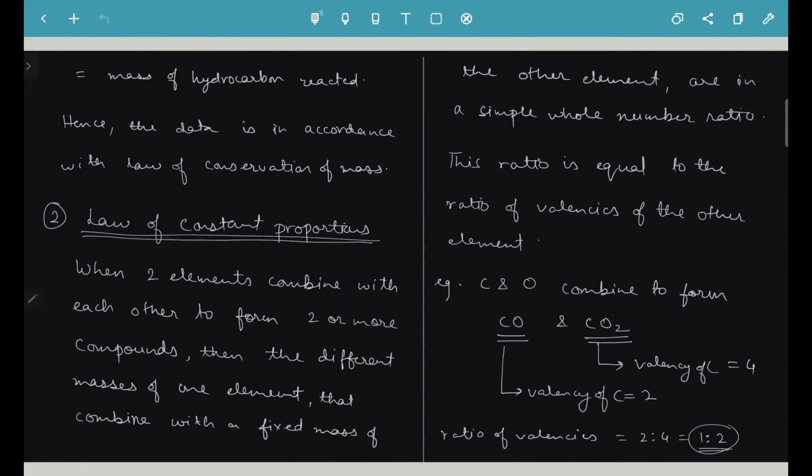Actually, I made a mistake. This is called the law of multiple proportions. This law is called the law of multiple proportions. So make the correction. The law of constant proportion is a little different. This law is called the law of multiple proportions. Okay, make this correction.